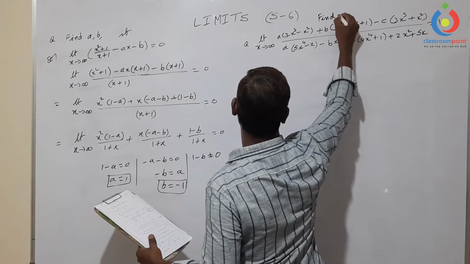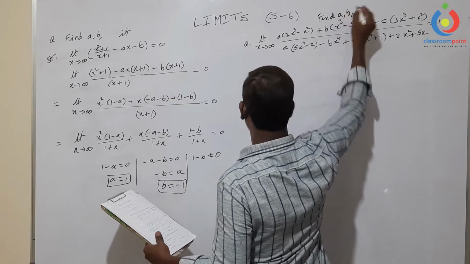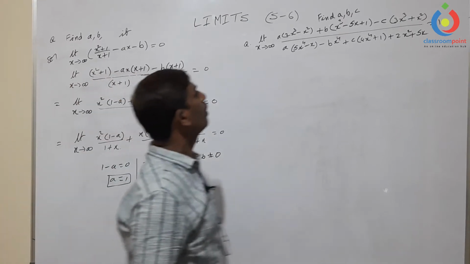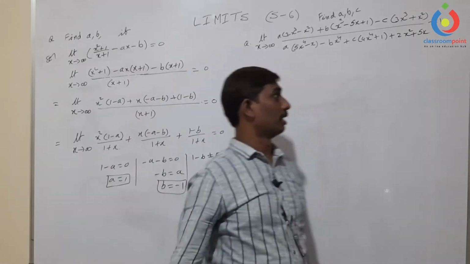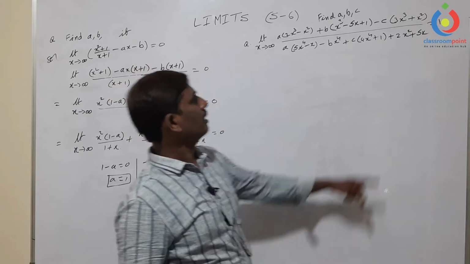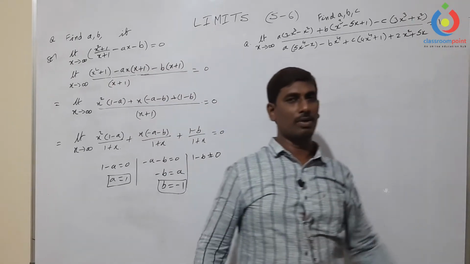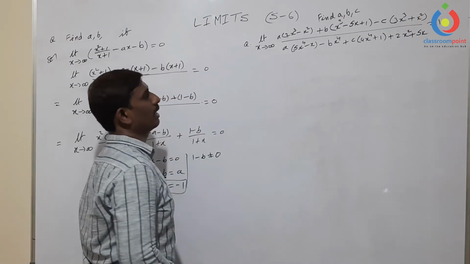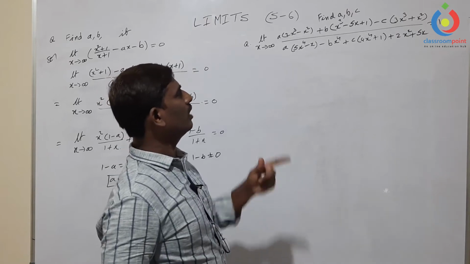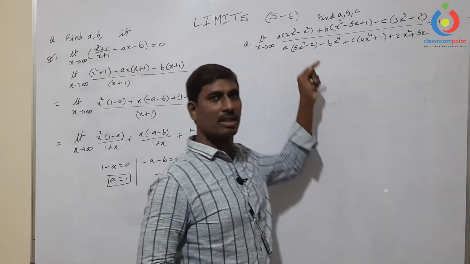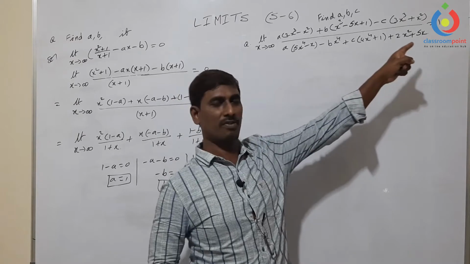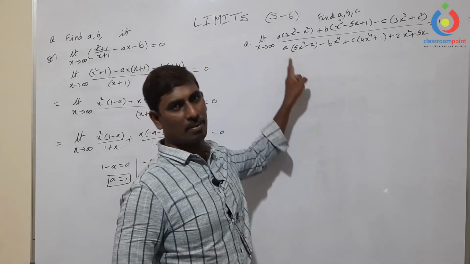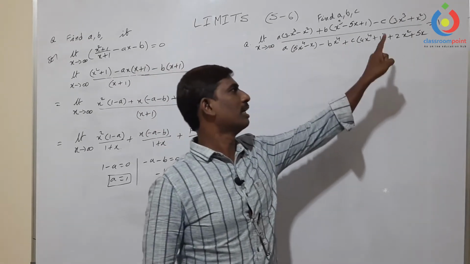Find a, b, c values. How to find this one? This is also one of the important problems for JEE. Just see once. It is equal to 1. That means a normal value. It is not 0. It is not infinity. So what to do here? First point. For getting infinity, numerator degree is higher than the denominator degree. For getting 0, numerator degree is less than the denominator degree. That is also not here. So it is a normal value.